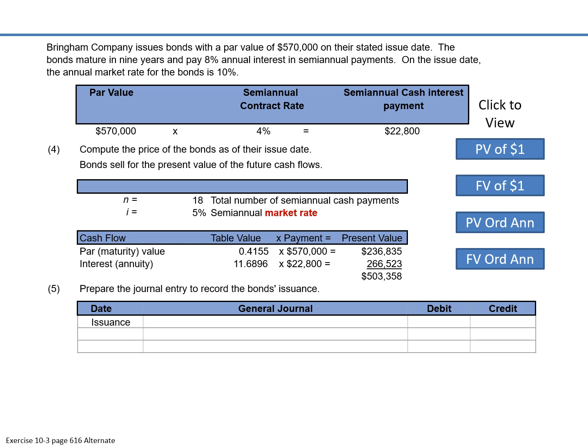So our journal entry to record the issuance of the bond would be a debit to cash, credit to bonds payable for the 570,000, and we'd have a discount for the difference. Discounts are a contra liability account, so they are increased with debits instead of credits.